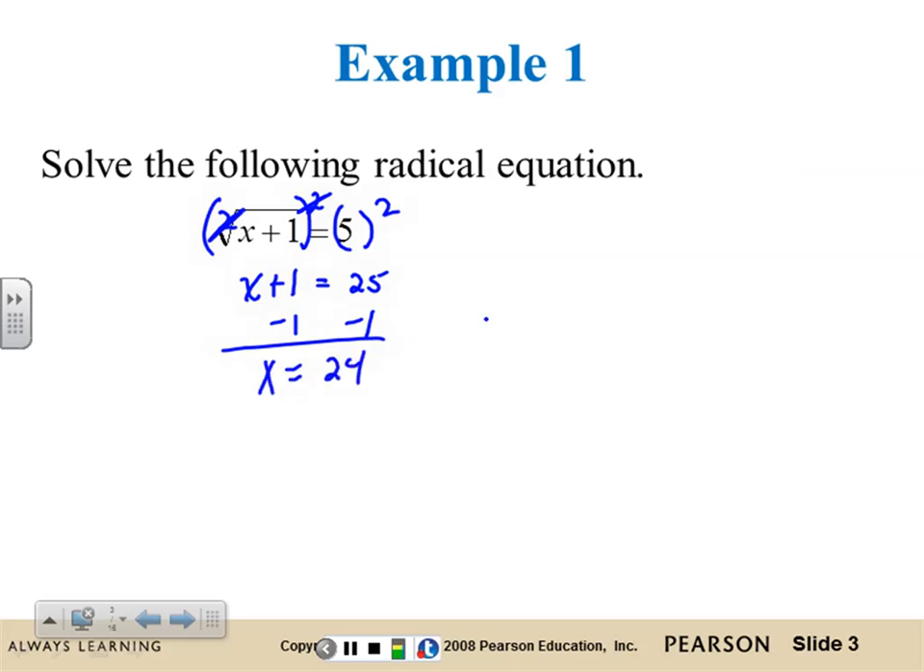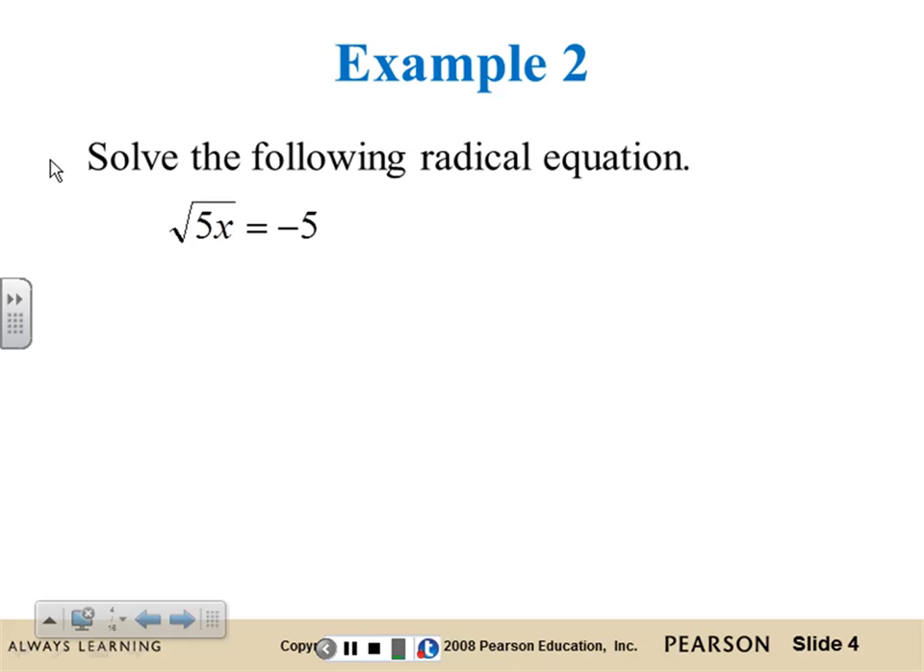Now, make sure you check your solutions to make sure that they are actually solutions. So if I plug 24 back in here for x, I'm going to have the square root of 24 plus 1, and we want to know, does that equal 5? So that's a big question mark. 24 plus 1 is going to be 25, so you have the square root of 25, and that checks out. So 5 is equal to 5. So again, you don't have to do that physically, but make sure mentally you go back and check your solution, because it could be no solution.